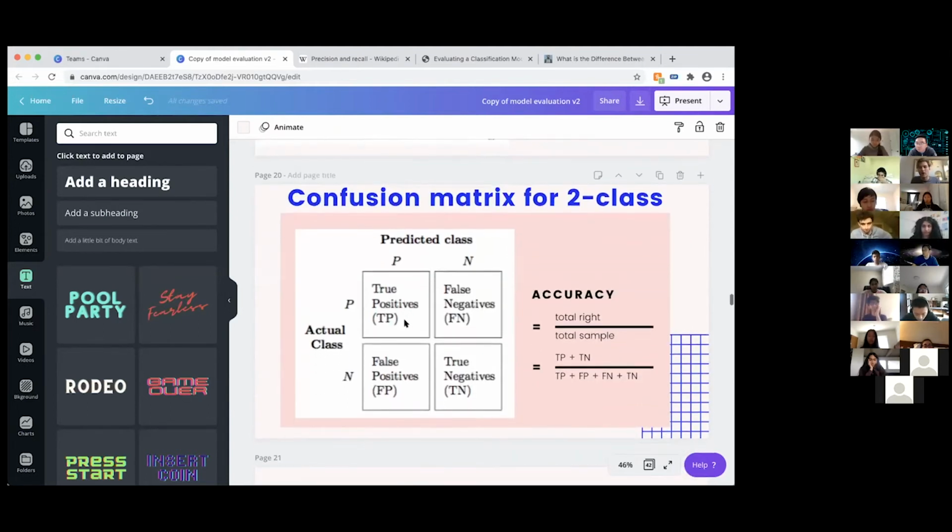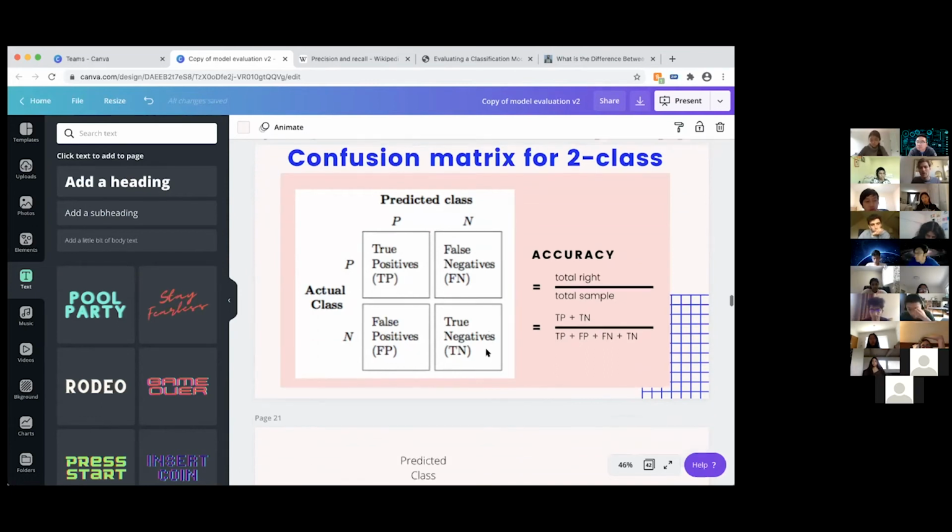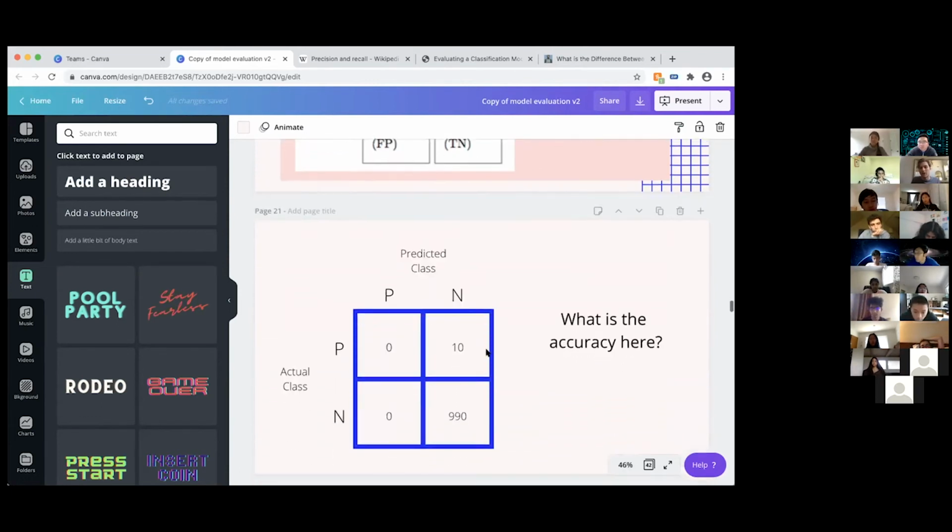Here, if we're looking at a confusion matrix for just two classes, right? Our classes being either positive or negative, we would define our accuracy as the total number of correct predictions over the total sample. Our correct predictions are going to be the true positives, where the actual class was positive and the predicted class was positive, right? And the true negatives, where the actual class was negative and the predicted class was negative. So the total correct would be the true positives plus the true negatives over the total sample, which would be all four quadrants. So let's go back to our fraudulent cases, right?